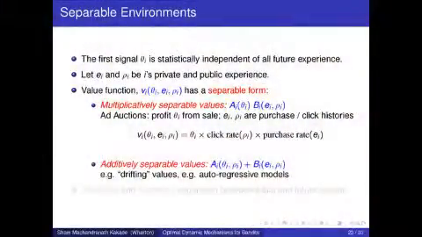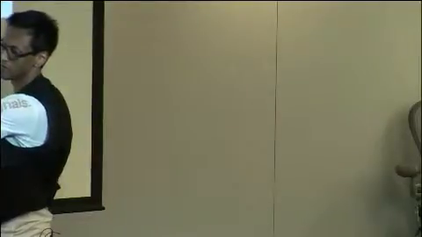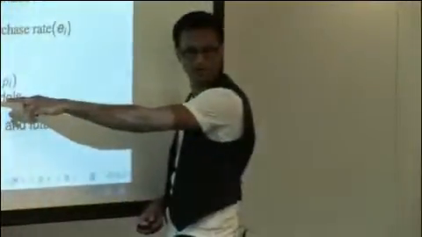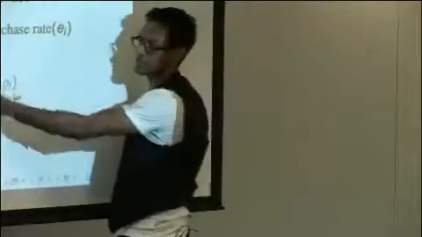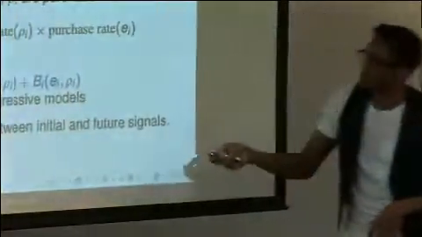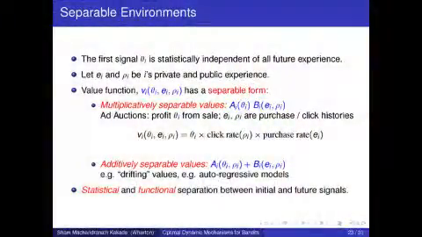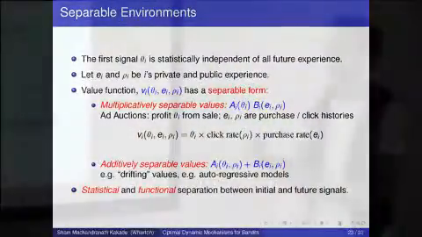We can also handle values that are additively separable, where the value function is a sum of a function of the first signal plus a function of the subsequent experience. We can have the public experience depend on both of them. This type of model is natural for when your values drift over time. You can capture things like autoregressive models. I'm not going to go into the details, but basically you can capture natural notions of when the values drift. The point here is that we're getting both a statistical and a functional separation between the initial signals and the future types.